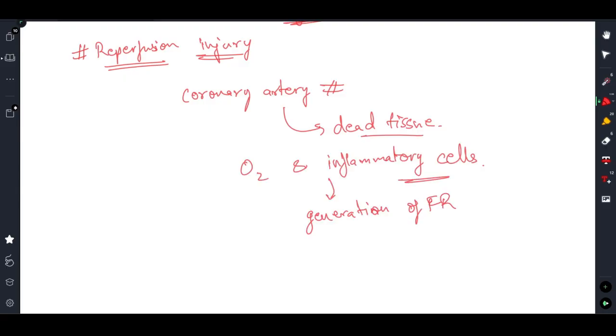So on restoring the blood supply, due to oxygen and inflammatory cells reacting against this dead tissue, you will see generation of free radicals, which will lead to further damage to the remaining healthy tissue, right? Which means when you reperfused the organ, you saw injury further increasing. So this phenomenon is known as reperfusion injury. And with this, we conclude our discussion on free radical injury.